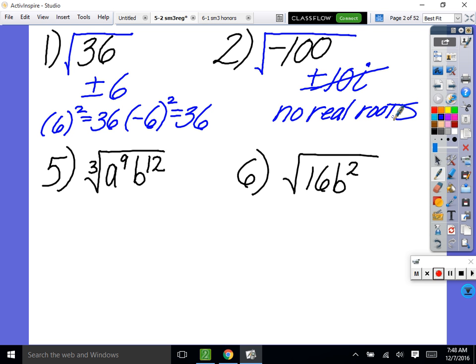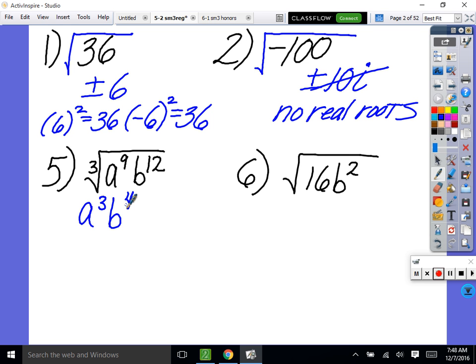Number 5. Cube root of a to the 9th, b to the 12th. So we know that we're looking for groups of 3, correct? How many groups of 3 are there in 9? 3. It came out evenly. So right here, this became a cubed. Then how many groups of 3 are there in 12? 4. Was there anything left under the root? No. So then you say, that is my answer, but do I need absolute values?